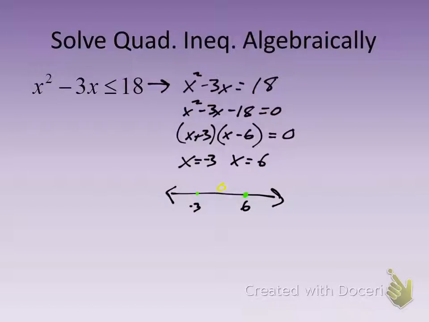0. So I'm going to plug 0 into my original inequality, which gives me 0 minus 0 is less than or equal to 18, which ends up being a true statement.